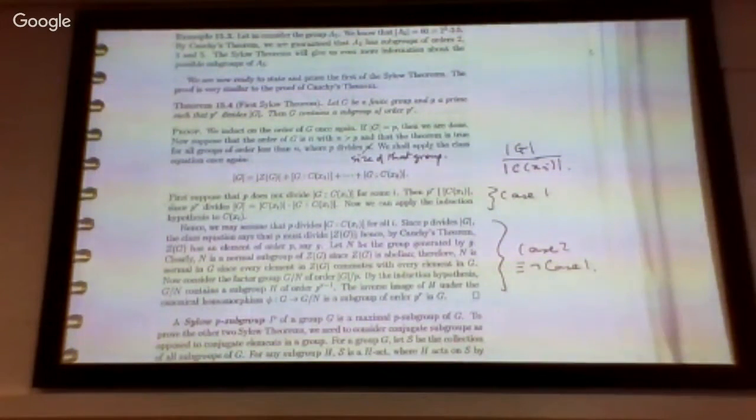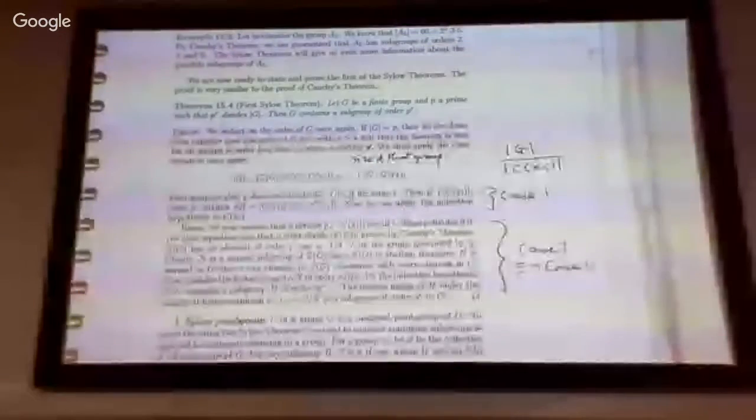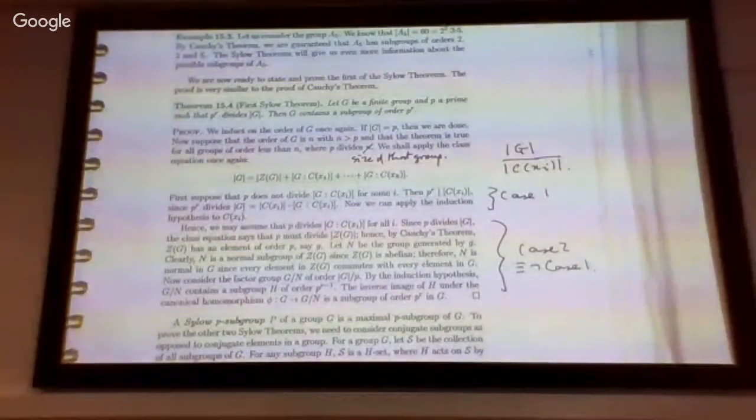So we can legitimately speak of the factor group G over N. How big is the factor group? Yeah, size of G divided by size of N. So size of G divided by p. So in particular, it's smaller. It's strictly smaller than the size of G.